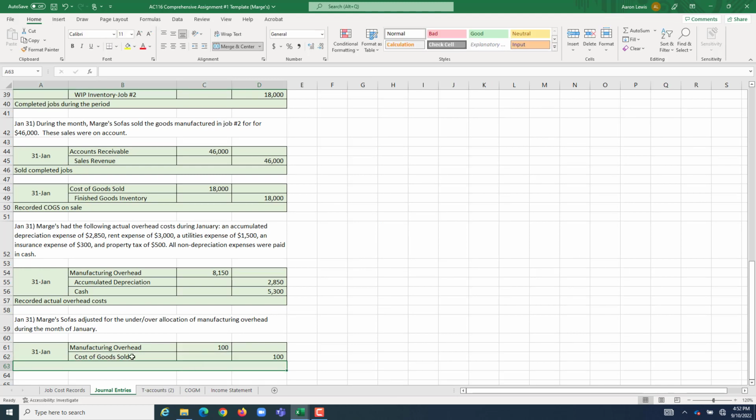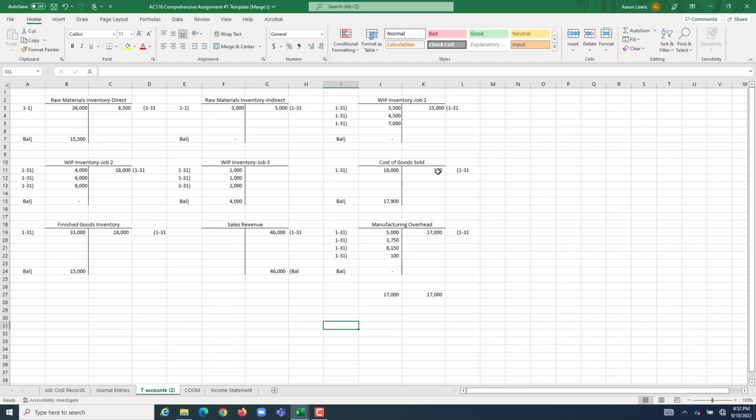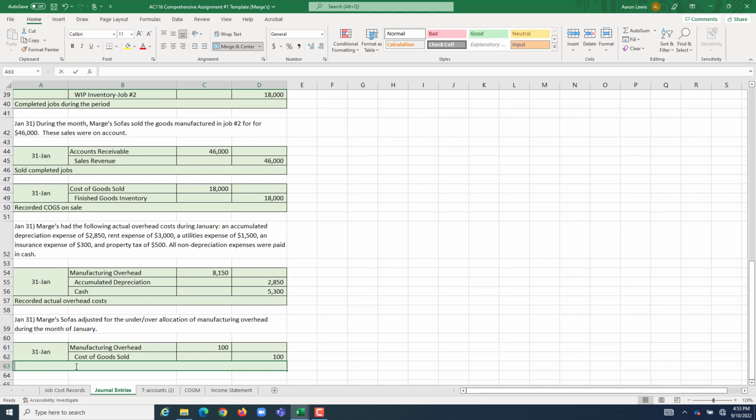What you do in journal entries, you need to do in your T account. So let me go over here, and cost of goods sold got credited for $100, bringing its balance down to $17,900 for the period. And lastly, we need a description for here. We adjusted for the over allocation because we had too much costs in there of overhead.